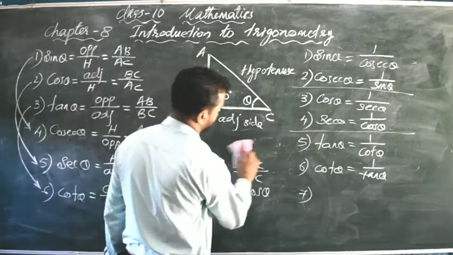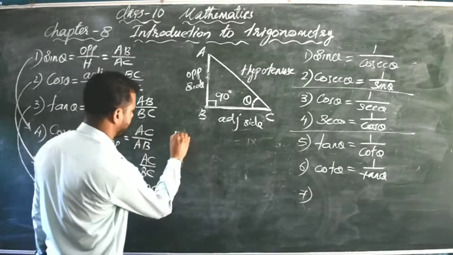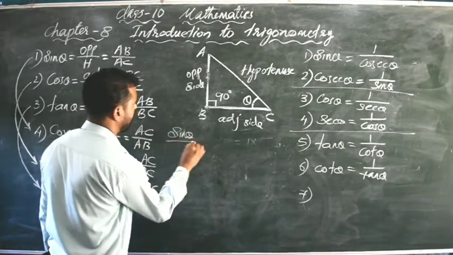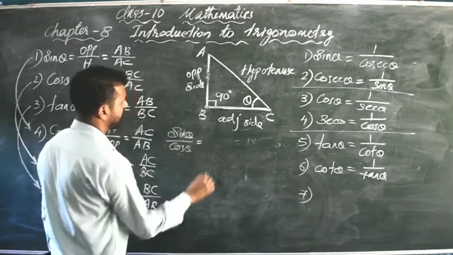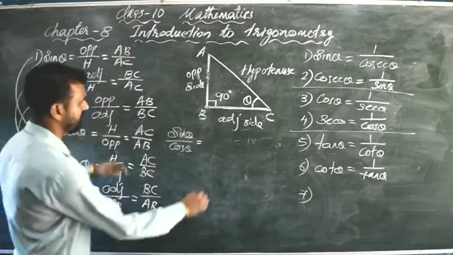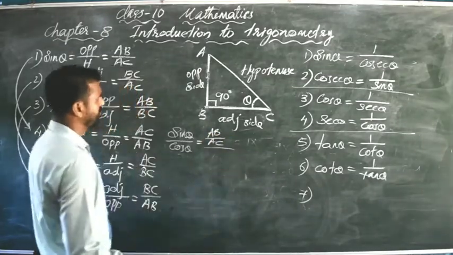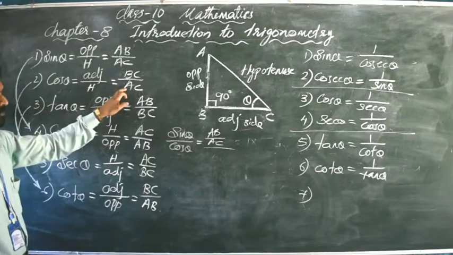Sin theta divided by cos theta. What will come? Sin theta divided by cos theta is equal to sin theta ratio. From here we will take sin theta is equal to AB by AC. Sin theta is equal to AB divided by AC, divided by cos theta is equal to BC divided by AC.